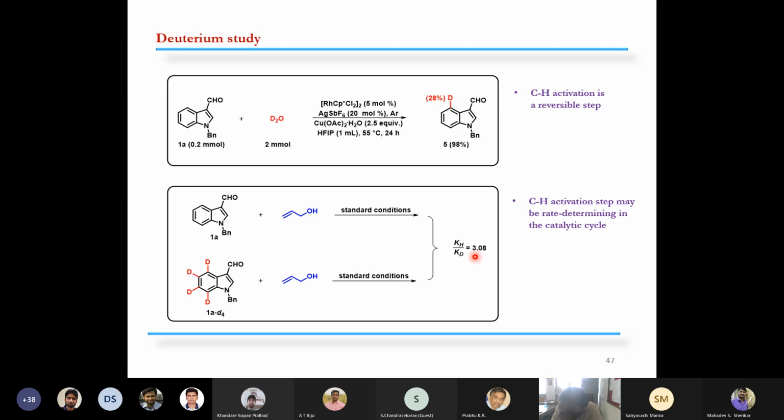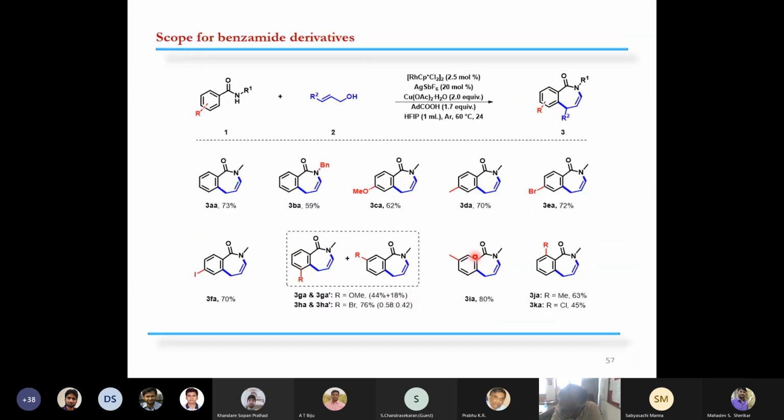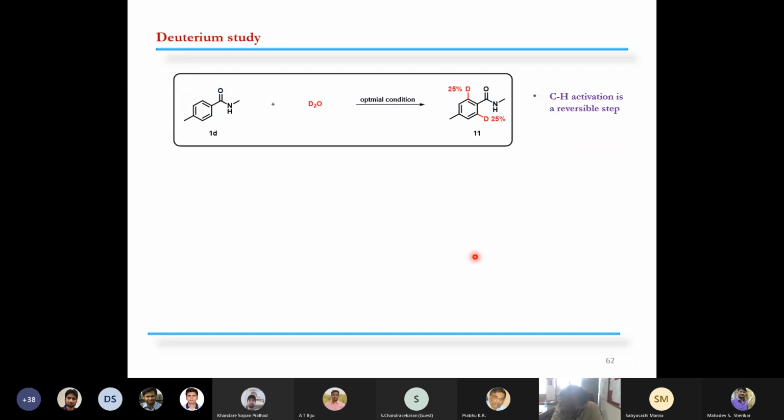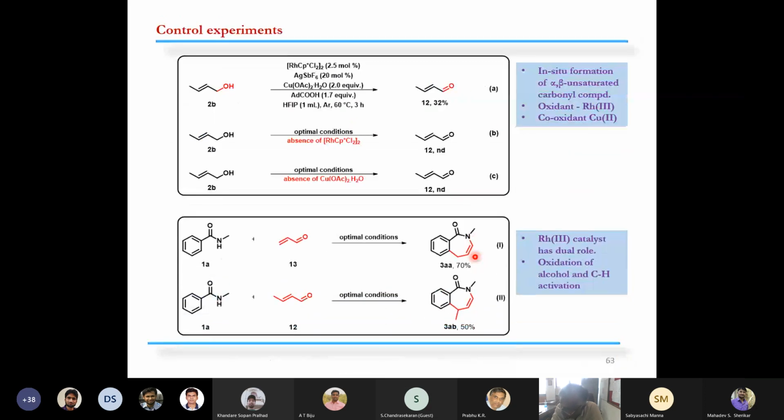And one last question. You have very clearly explained in the last slide the use of rhodium, silver salt, and copper as oxidant. Okay, and you have also mentioned the reaction can go with a simple allyl alcohol.